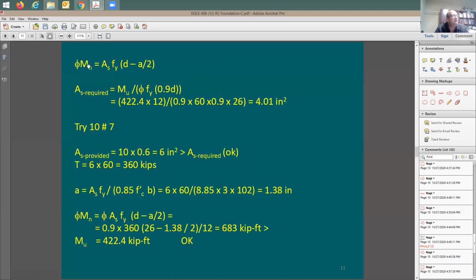So I'm going to be setting here phi M n equal to M sub U. This is something that we understand, because the worst case is when M sub U is going to be equal to phi M n, right? This is the way we write it down.